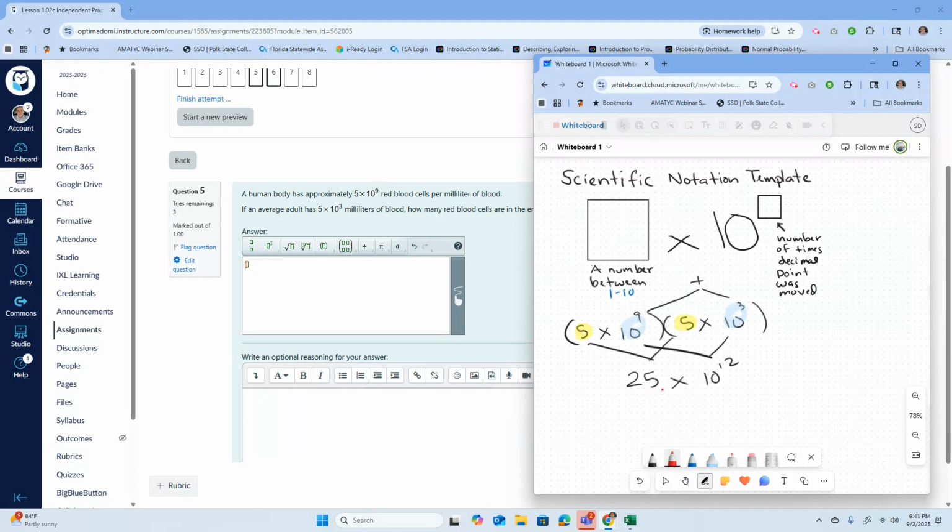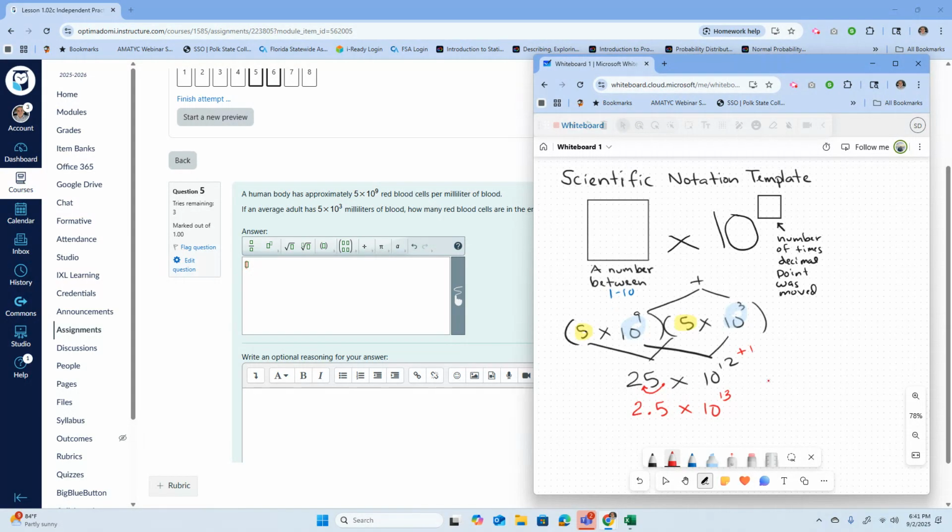I'm going to have to move the decimal point. The decimal point is at the end. I want to move it to the left because that way I get a number between 1 and 10. I get 2.5. And then if I move it to the left, it means I'm going to add 1 to the exponent of the 10. So my final answer, 2.5 times 10 to the 13th power.